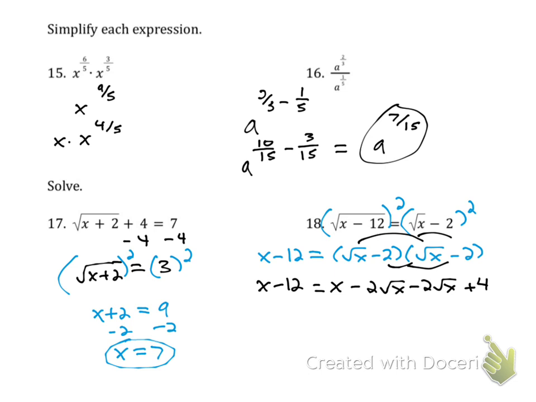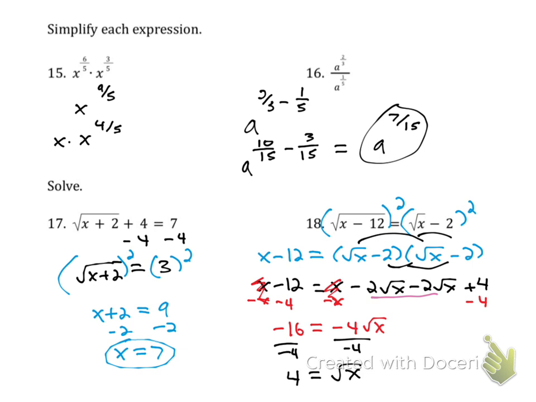Don't forget about that. So from there, I subtracted x to cancel that out. Then I subtracted 4 to get -16. So I have -16 equals, combining like terms, -4 square root of x. So again, I need to isolate that radical. I'll divide by -4, which gives me 4 equals the square root of x. Square both sides, and we get x equals 16. Plug that back in, and it works. I love that problem.